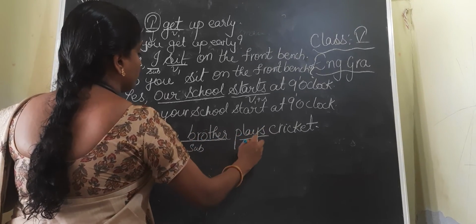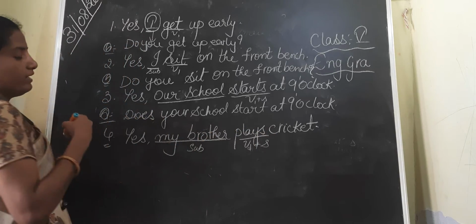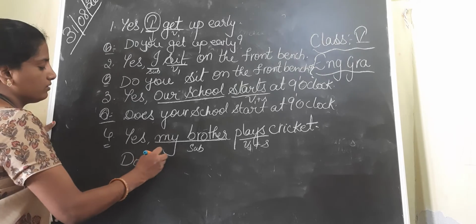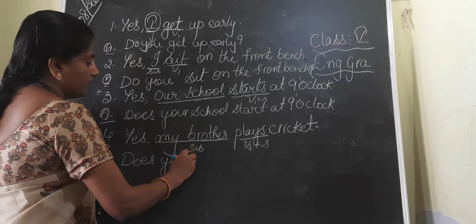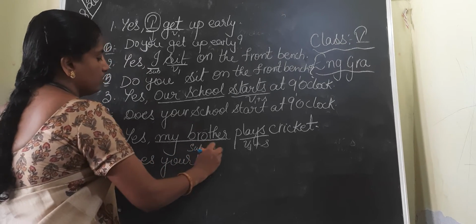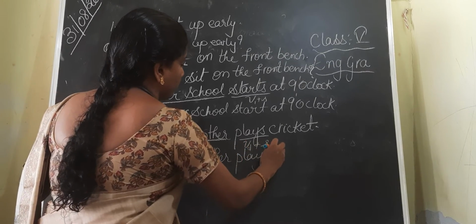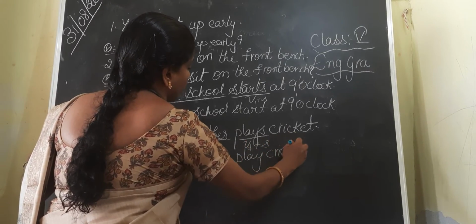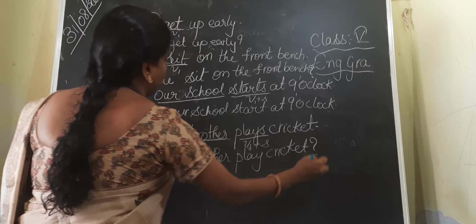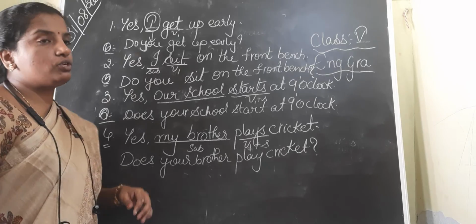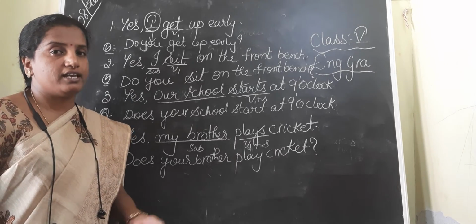Coming to our next answer, my brother is the subject, singular subject. Place V1 with yes. My brother and your brother. Does your brother play cricket? Question mark. Okay, in this way we can frame the questions for the given answers very easily.